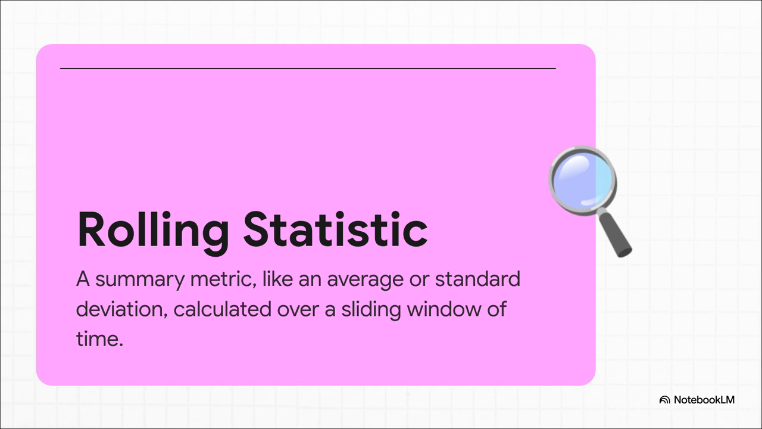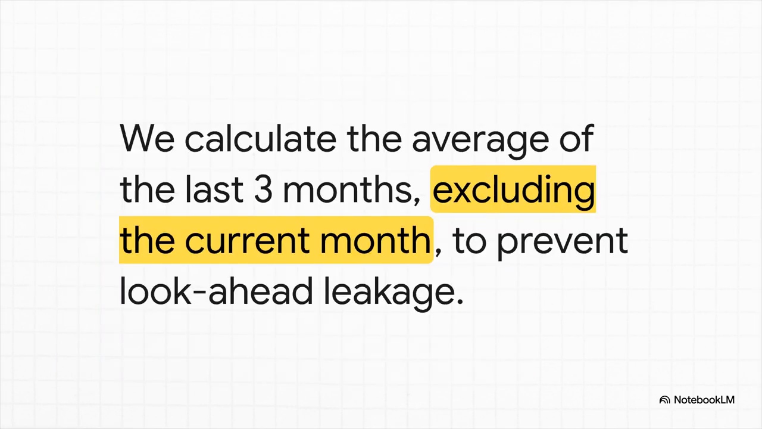Are things trending up? Are they going down? Has it been super choppy lately? For example, we could look at the average number of passengers from the last 3 months. But, and this is super important, we can't include the current month's data in that average.